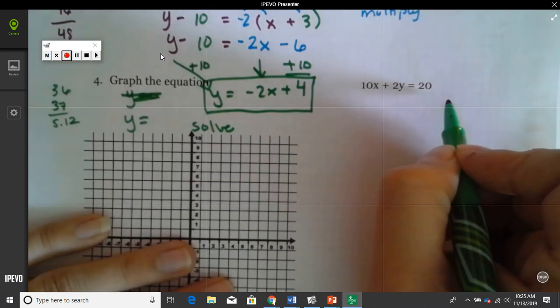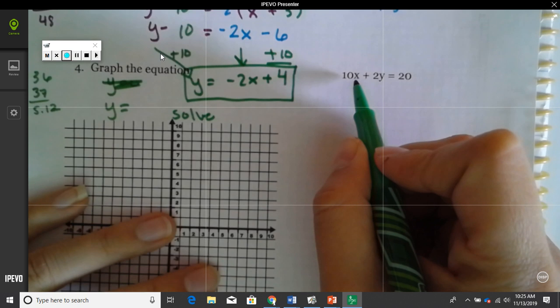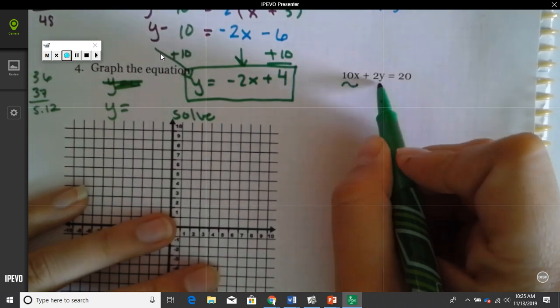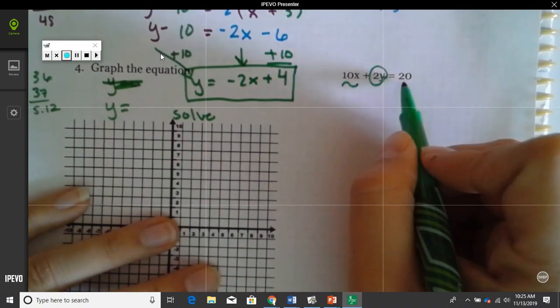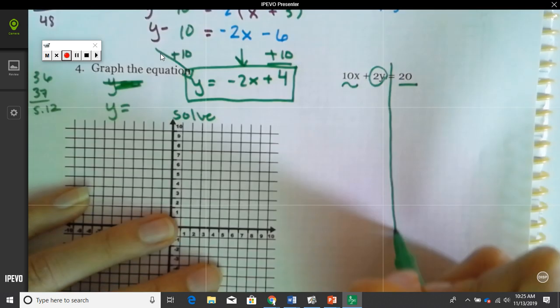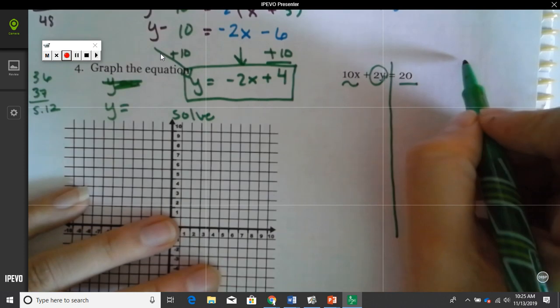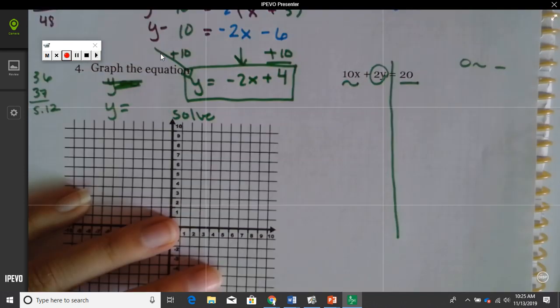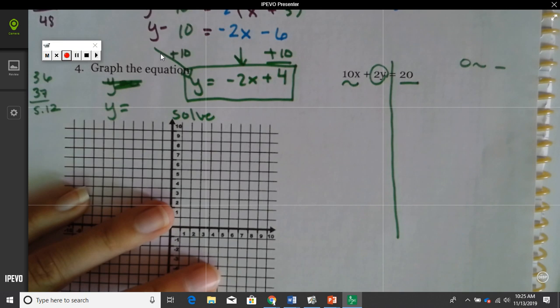First thing you're going to do is squiggly, circle, underline. This has an X, so we're going to squiggly. This has a Y, so we're going to circle. This does not have X or Y, so we underline. We draw a line down the equal sign. That's the first step: circle, squiggly, underline. Make sure you take some notes, because a lot of you have not finished S.12.